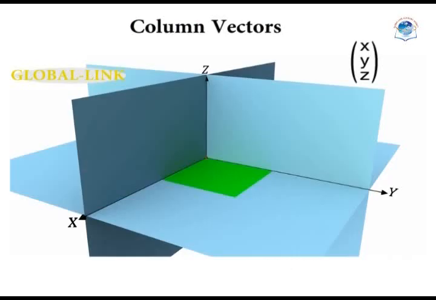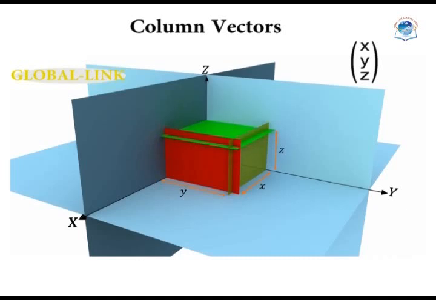Equally, column vectors in 3 dimensions are written in the form (x, y, z), where x is the displacement along the x-axis, y is the displacement in the direction of the y-axis, and z is the displacement in the direction of the z-axis.